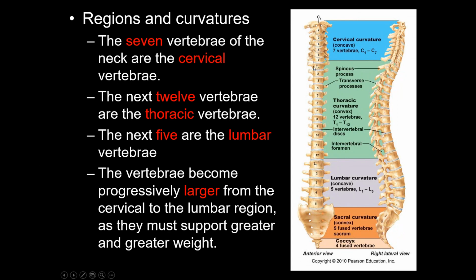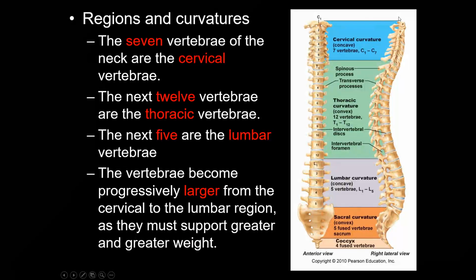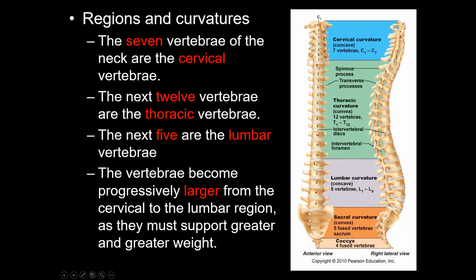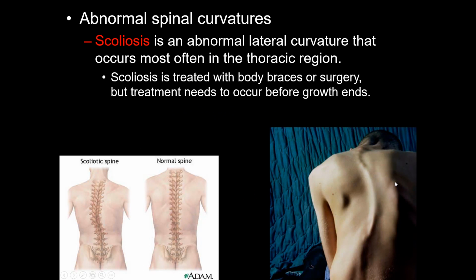So notice when you see it from the front or the back, it should be pretty straight up and down. But if you look at it from a lateral view, you're going to have some concave curvatures, some convex curvatures. Those curvatures are found in specific regions of the spine, and again, they help you bear weight. If you get additional curvatures that are in excess of what normal is, that's a condition that can cause a lot of pain for a person.